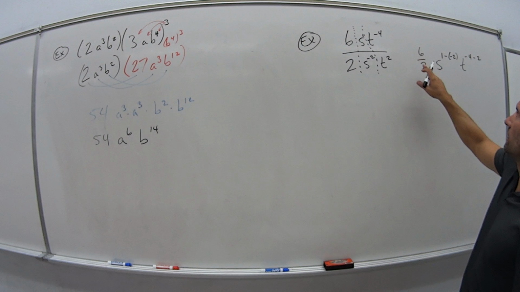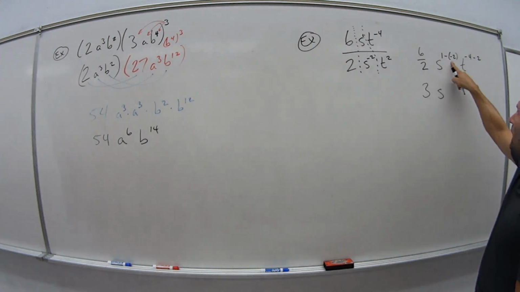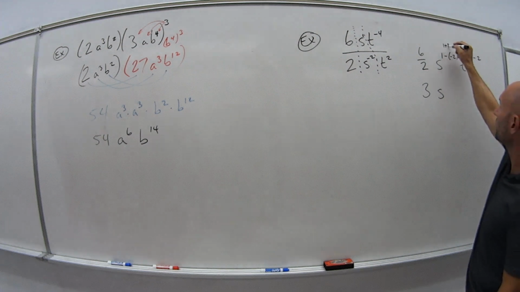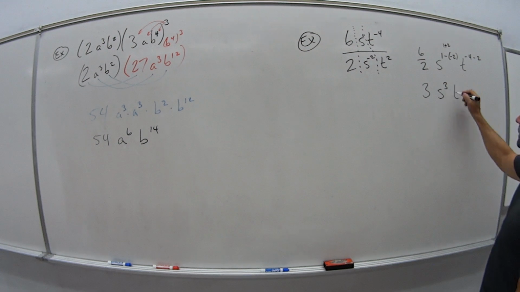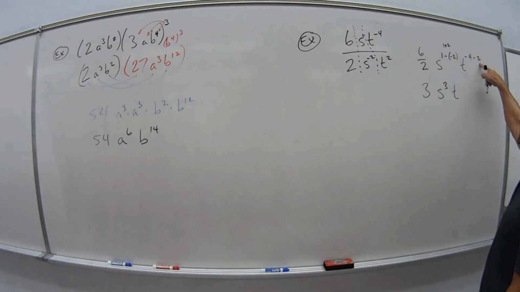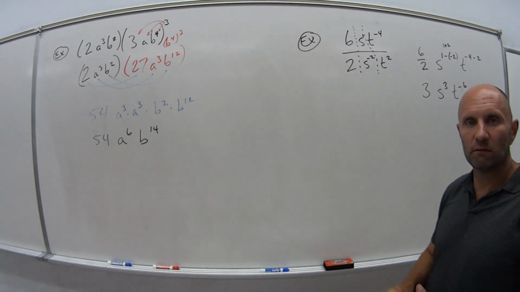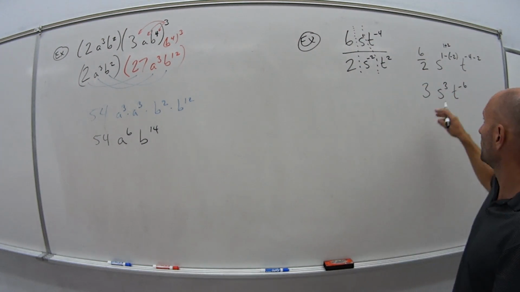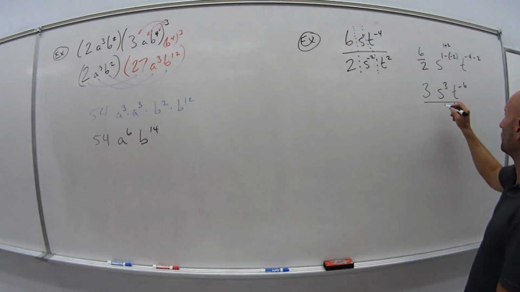So if I simplify this, 6 divided by 2 is 3. S, 1 minus a negative 2 is the same as 1 plus 2. So that's the third power. And then t, negative 4 minus 2 is negative 6. But I don't want negative exponents. I want to have positive exponents. So I need to bring that down. So this is all like over 1.